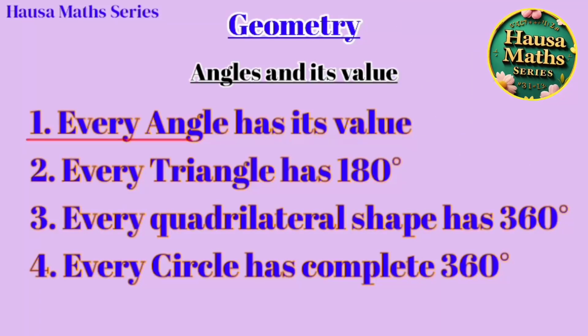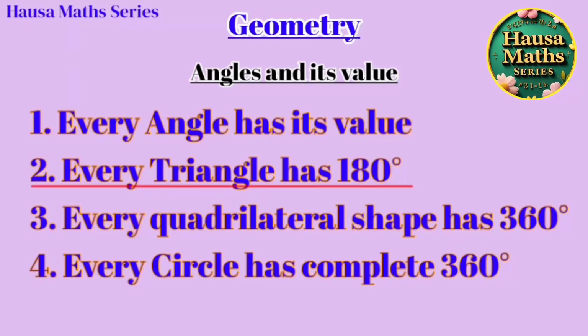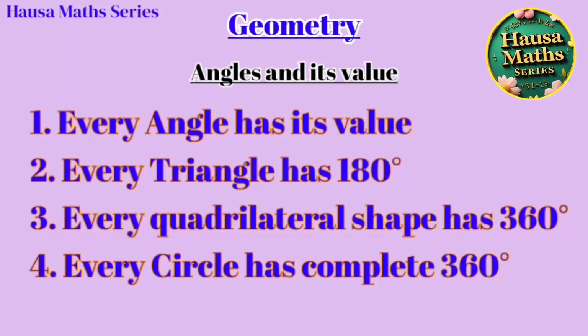Number 2 says that every triangle has 180 degrees. Each and every triangle, no matter how big or small it is, has angles that total exactly 180 degrees. When you add the first, second and third angle, it is going to give you 180 degrees. You are supposed to put this in your mind so that we can use it in the next examples.